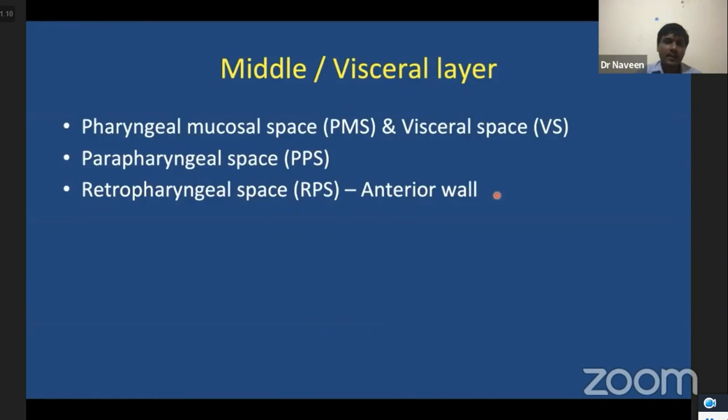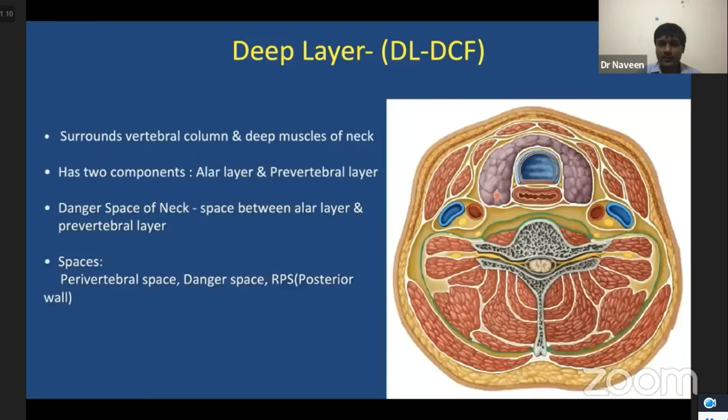The middle or the visceral layer encloses the pharyngeal mucosal space and the visceral space, parapharyngeal space. It forms the anterior wall of the retropharyngeal space. Coming to the deep layer of the deep cervical fascia, it surrounds the vertebral column as well as the deep muscles of the neck. It has 2 layers, that is the alar layer and the prevertebral layer.